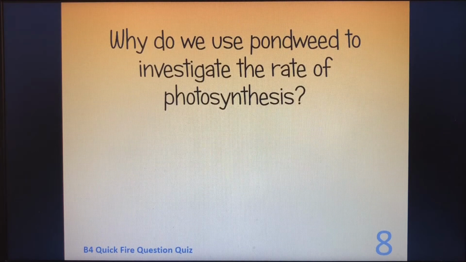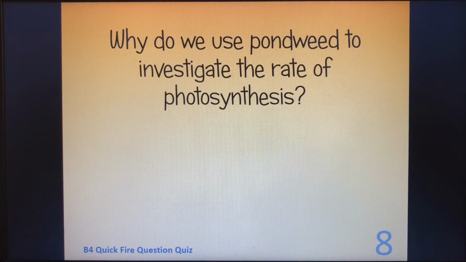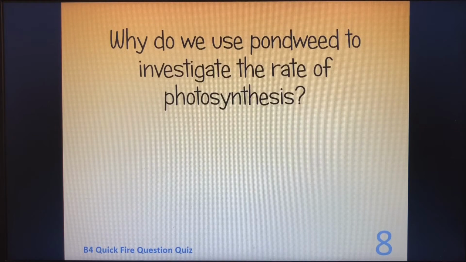Question 8. Why do we use pondweed to investigate the rate of photosynthesis? So if you remember that required practical, we put the pondweed in the water to investigate how fast that rate of photosynthesis is, and we can then change lots of variables and compare that rate of photosynthesis. But why do we use pondweed? Why not use an apple tree or a spider plant? Why is it pondweed?